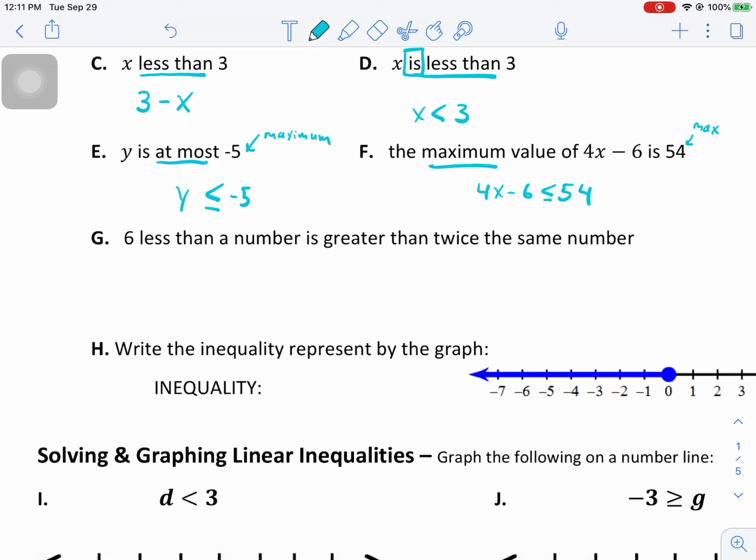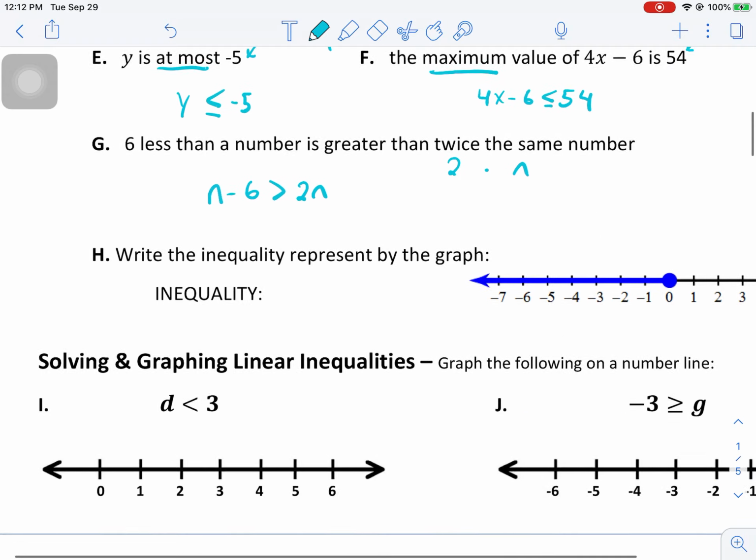Okay. The last one here, 6 less than a number. So we can say a number minus 6 is greater than, so then our greater than symbol, twice the same number. So then we would say twice the same number. So that's 2 times n. Okay, so then that would be g.